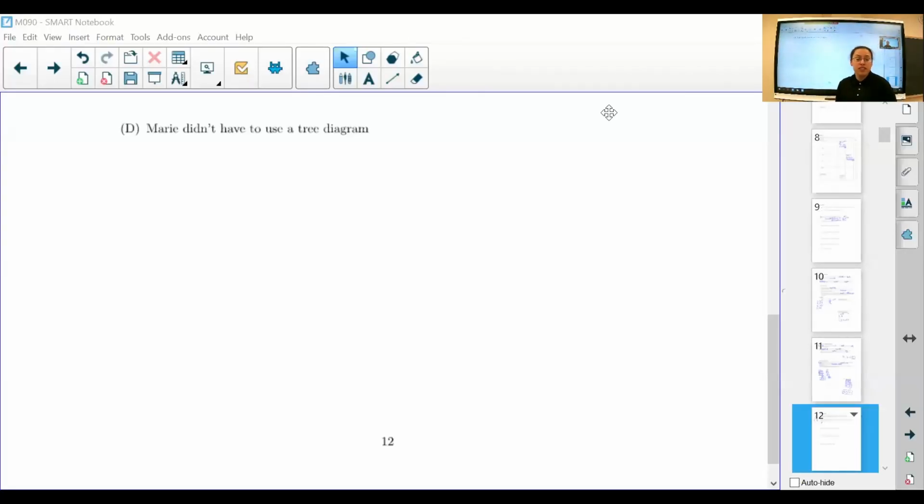Quick addendum to pages 11 and 12. Once you're done, go ahead and do the worksheet on page 82 about factors and prime factoring.